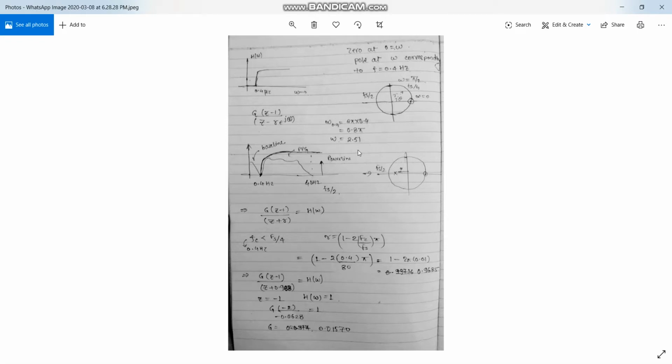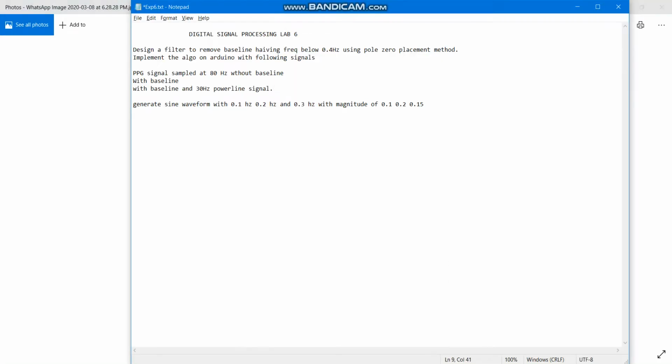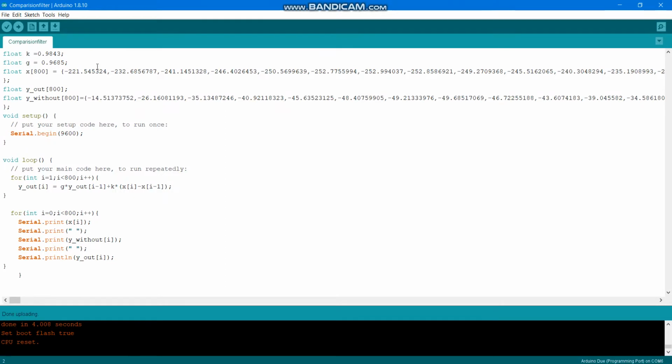We can therefore derive a difference equation from the obtained transfer function, and once we know the difference equation, we can take the z transform, and from the z transform we can find the magnitude and phase relations also. So once we found the filter coefficients, they have the following values, and the difference equation is of the form y out of i equals g into y out of i minus 1 plus k into x i minus x i minus 1. So x here is the input signal and y out is the output signal.